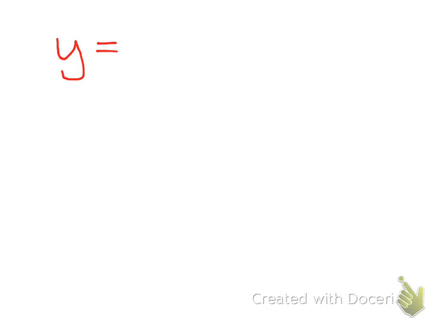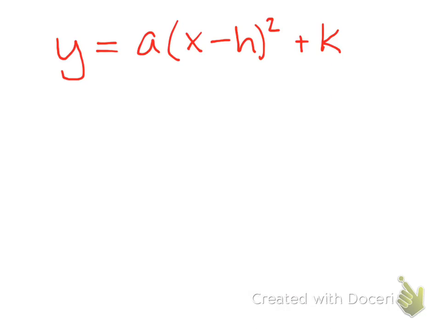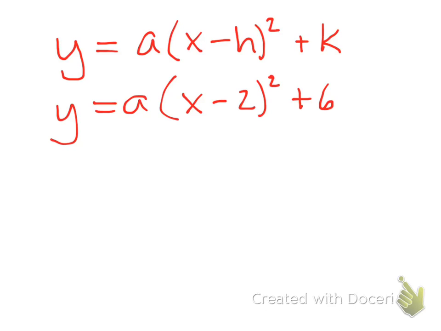Remember, the equation of the parabola in graphing form looks like this. y is equal to a times the quantity x minus h, quantity squared, plus k. And now, since we know the vertex is at (2, 6), we know h and k. h is 2 and k is 6. So we can write y equals a times the quantity x minus 2, quantity squared, plus 6. And again, we're most of the way there at this point. What we need to do now is find a.